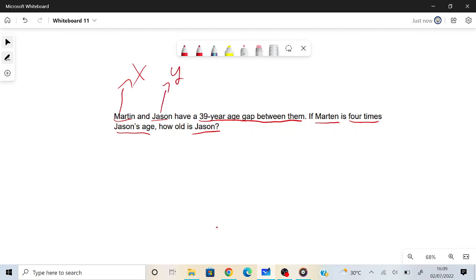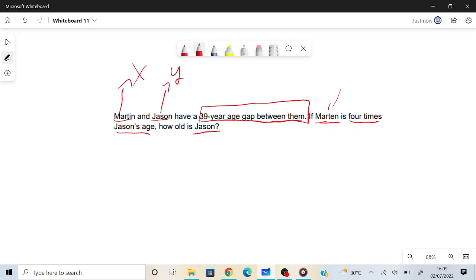I'm just using X and Y because that's the first thing that came to my mind, but you could use P and Q, R and T, it's the same thing. Now, the first piece of information we have is Martin and Jason have a 39-year age gap between them. Then it says if Martin is 4 times Jason's age, how old is Jason?